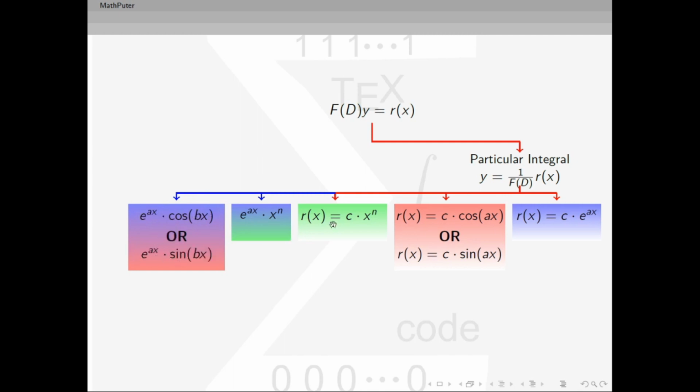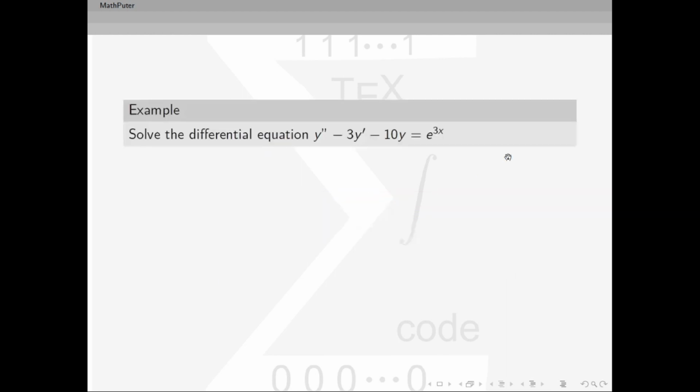One more combination you can design, which is red color with green color, cos x into x raised to n or sin x into x raised to n. But we are not going to discuss this because this is actually included in these two cases. So now let us consider how we find the particular integral with a particular example.